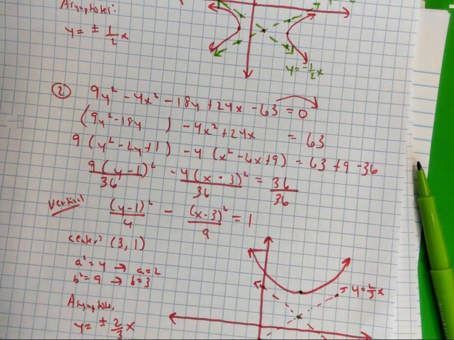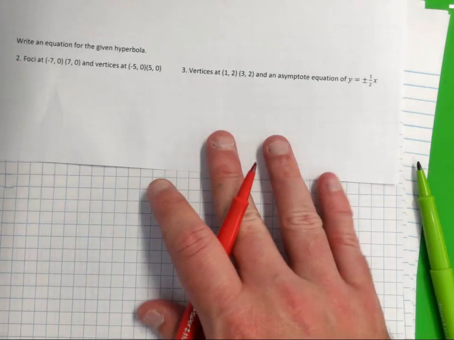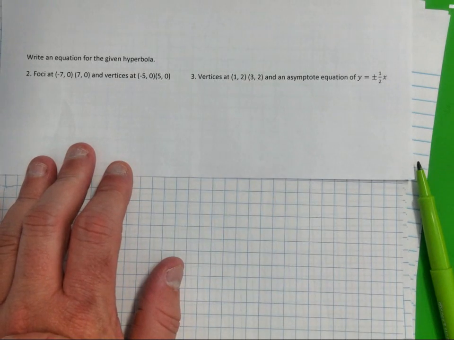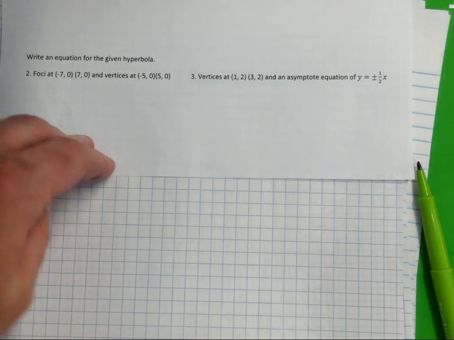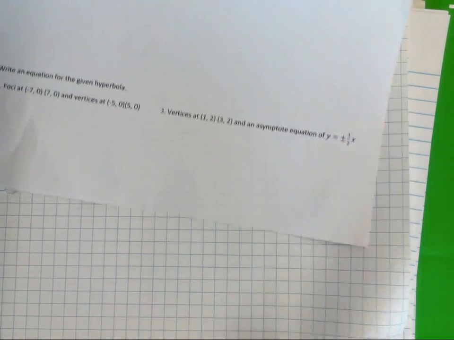Now let's review writing equations of hyperbolas quickly before we go over our homework from last night. Alright, so let's look at this. Let's say that we're given these two equations. Write an equation for the given hyperbola, number 2 and number 3. Alright, I would graph them, to be honest. I would graph them, just see what's going on. So let's look at number 2.